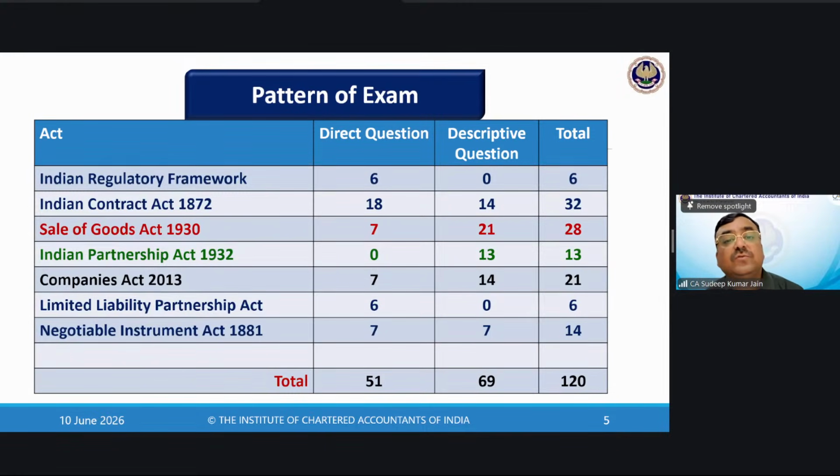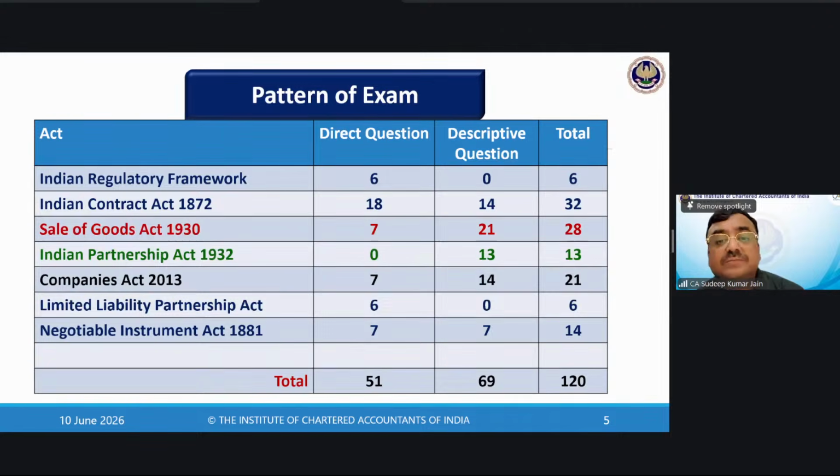Going chapter wise, you will find that in the Indian regulatory framework, the question was a 6 mark direct question. In the Indian Contract Act, an 18 marks question was a direct question, and a descriptive question for 14 marks. Sale of Goods Act, 7 marks and 21 marks. Partnership Act, only descriptive questions are asked, for 13 marks.